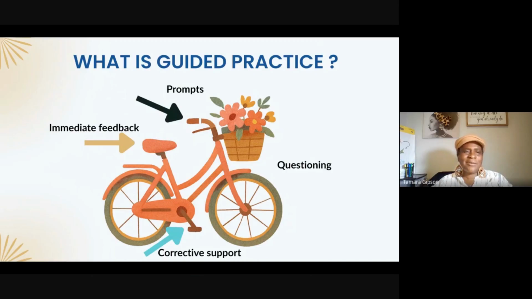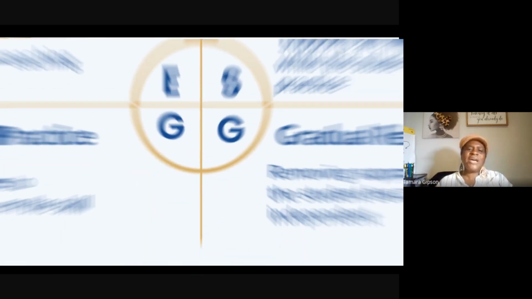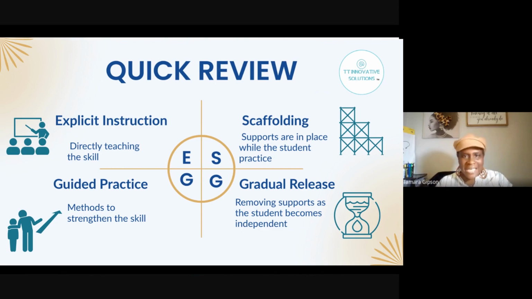And so pointing out the differences between all of the ones that I presented today. Explicit instruction, I'm going to teach the skill. Scaffolding, I'm supporting what the students practice while the student practices the skill. And guided practice strengthens the skill overall, while gradual release supports independence. And all of these strategies, when paired correctly, can do wonders for our students. So when should I choose them?